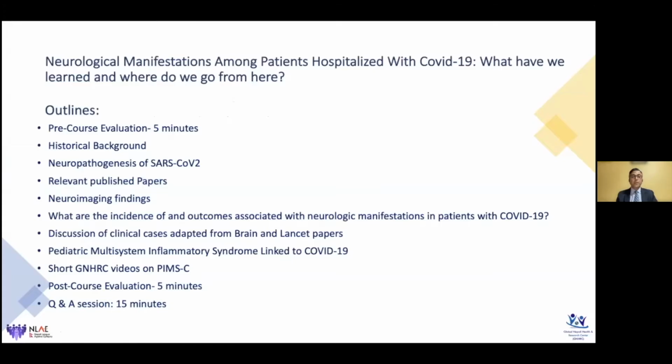So today's topic: neurological manifestations among patients hospitalized with COVID-19. What have we learned and where do we go from here? So I have tried to divide the whole course into these outlines.